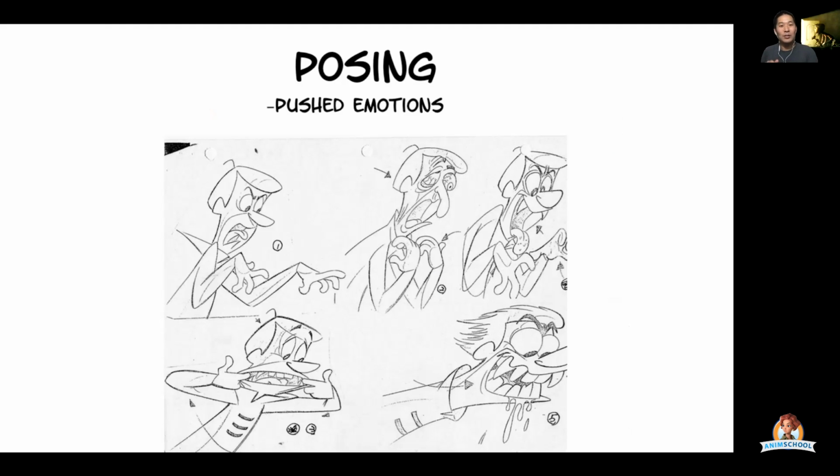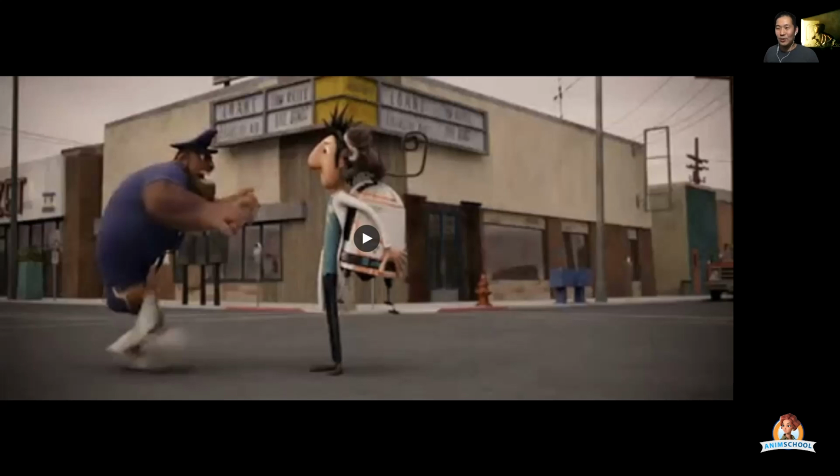Posing. So posing, the big thing you want to exaggerate are the emotion. What's the idea behind the character's motivations? Anger, suspicion, happiness, and how do you exemplify that in posing that goes beyond realistic? For example, let's talk about a little clip from Cloudy with a Chance of Meatballs. So think about the posing of our main characters.